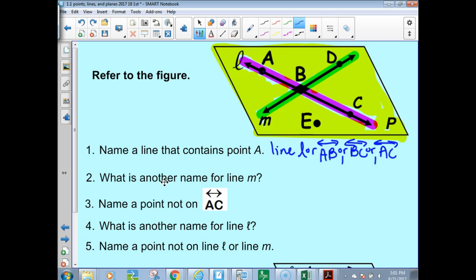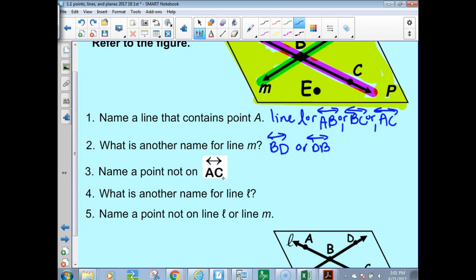All right, so with that in mind, I'm hoping you'll be less timid about trying to give me another name for line M. There's line M. Darylyn? BD, you did it. Yep, BD. There's not as many ways to name this one. How come there aren't as many ways to name it? There's only 2 points given. So you can either name it BD or DB or line M. But they already said line M, so I needed a different way.